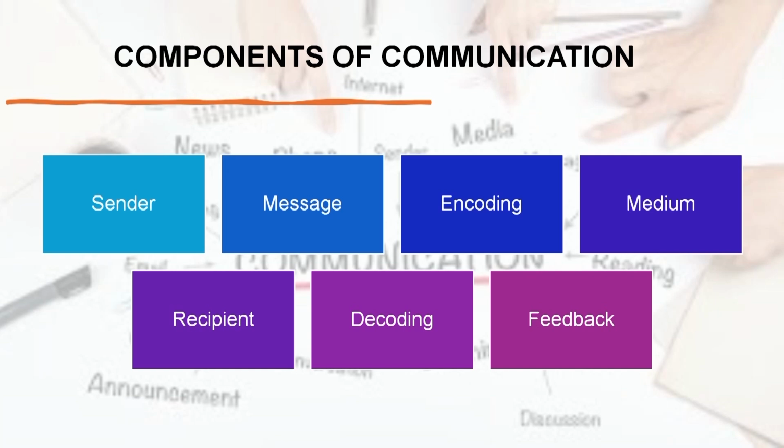Now the sender or the source or the encoder encodes the message, which is transferred by a medium to the recipient or the receiver or the respondent, who then decodes that message and again provides feedback by encoding it and transferring it in the form of a message to the sender. So this is the cyclic process of the communication cycle.